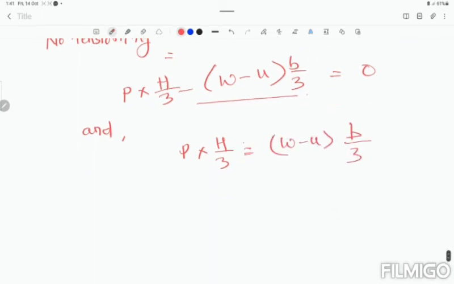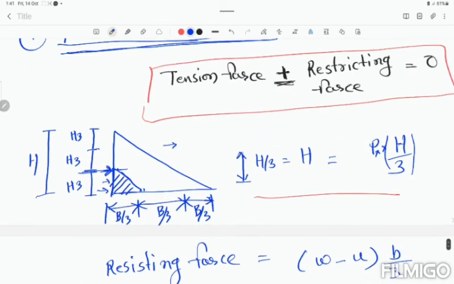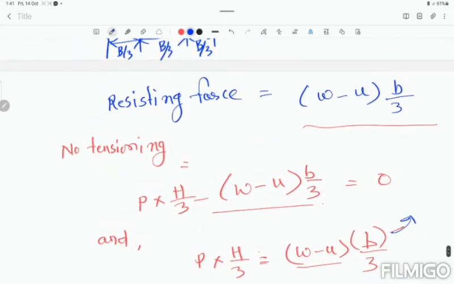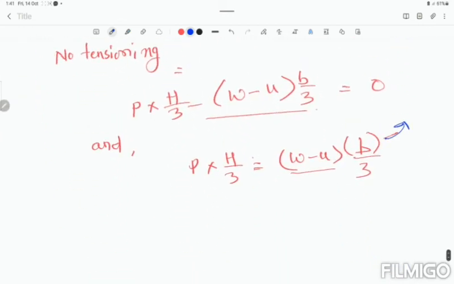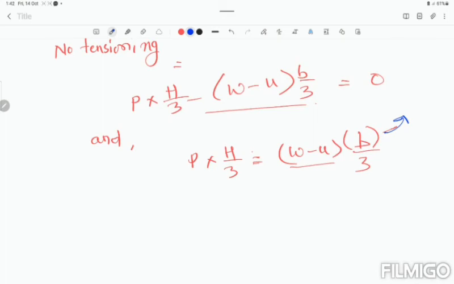We want B, the width we should provide for no tension. If the base of the dam is safe, it will be safe to construct against all sliding or tensioning forces. So we are designing the base of the dam, taking B into consideration. Simplifying all the terms, the value of B will be P into H divided by W minus U.